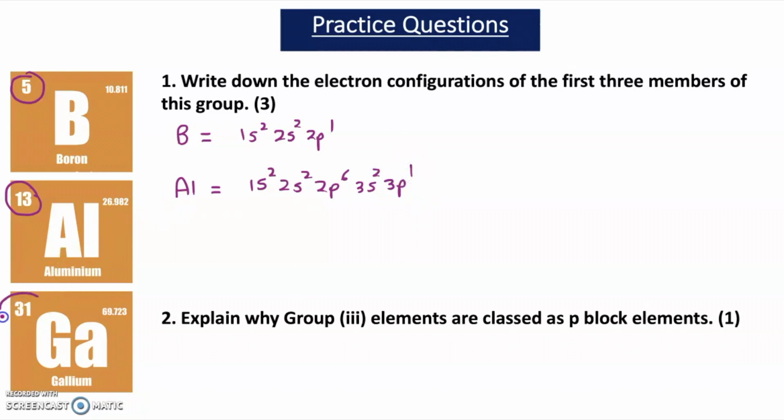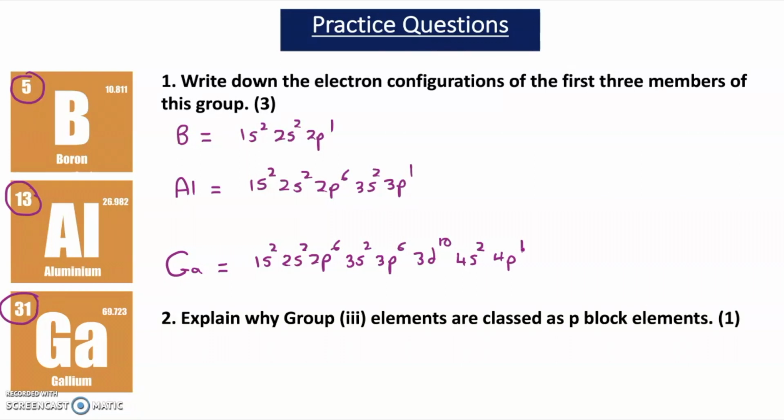Now, gallium has an atomic number of 31, so it has 31 protons, 31 electrons, and the electron arrangement will be 1s2, 2s2, 2p6, 3s2, 3p6, and then the 4s fills before the 3d, so it's 4s2 here, then it's 3d10, 4p1. 1 mark for each correct electron configuration.